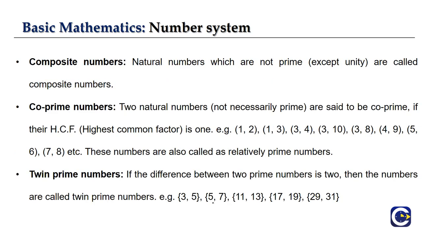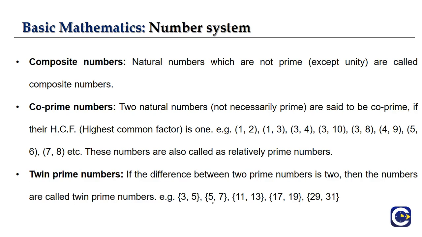The next we are having is composite numbers. Composite numbers are simply opposite to our prime numbers. The numbers which are not prime are called composite numbers, right? And the next we are having is co-prime numbers. We have seen our prime numbers, so now we are going further into it, that is our co-prime numbers.